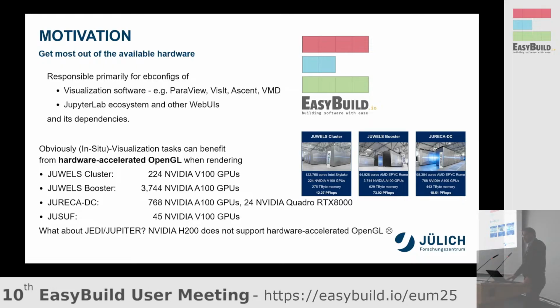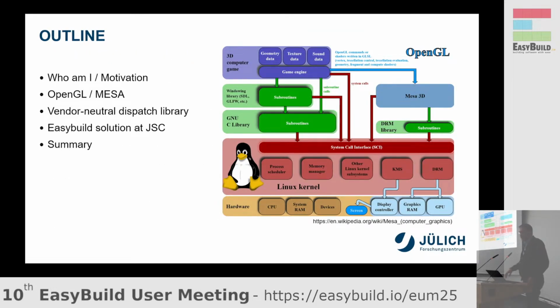You know that currently in the EasyBuild software stack, when we talk about OpenGL, we talk about Mesa. So I will just go quickly through some of the background of Mesa, and then we have a deeper look at the vendor neutral dispatch library, which has been there for quite some time now, and which gives some more flexibility when it comes to OpenGL. I borrowed this image from the Mesa wiki page.